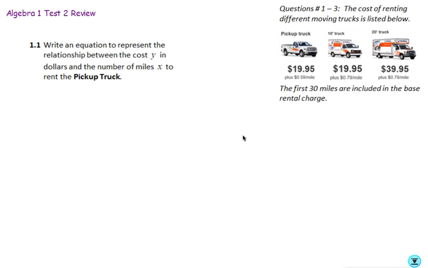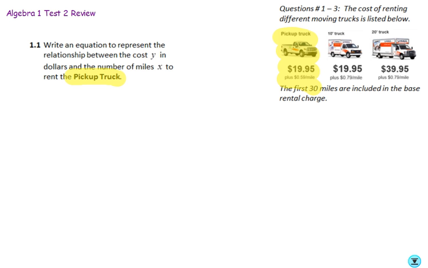You know, you're moving and you call up and you're trying to figure out how much it's going to cost you to move. So what it's saying, at least in this first one, is we want to get a quote for the pickup truck. So the pickup truck is this guy right here, which is $19.95 plus 59 cents per mile. And then all they want us to do in this first question is just write an equation that would describe how much it would cost.